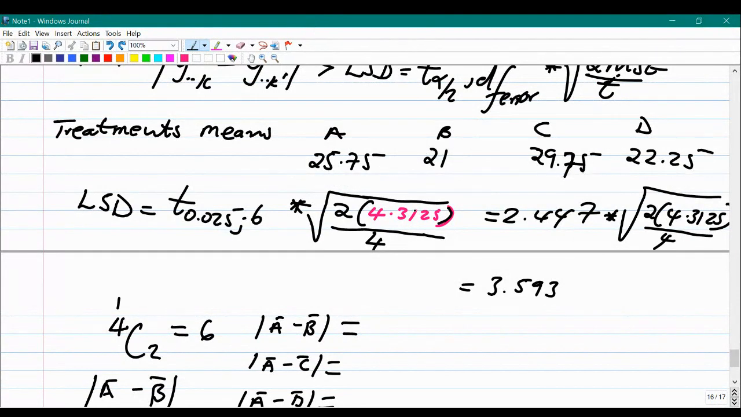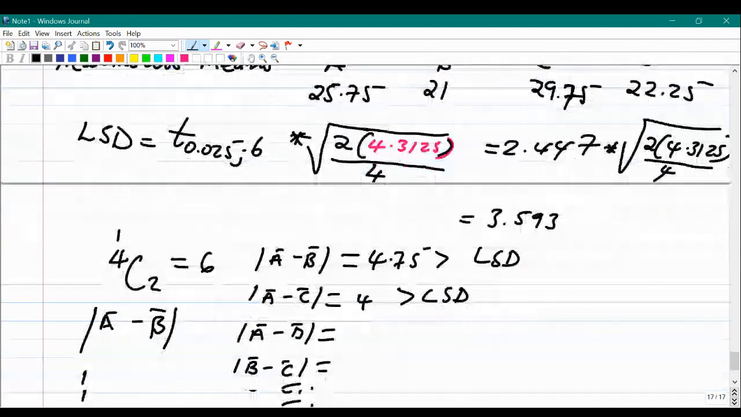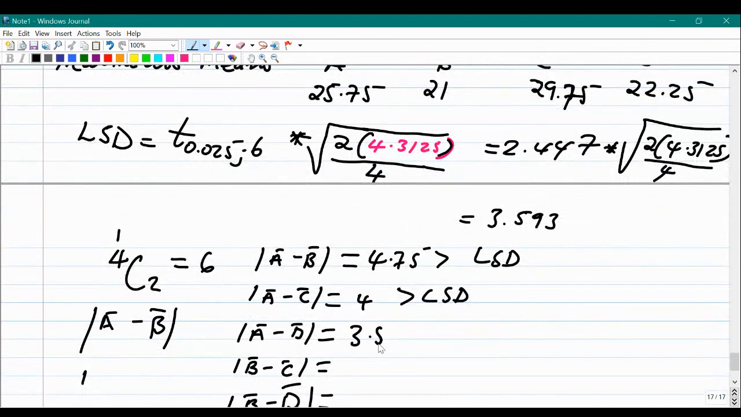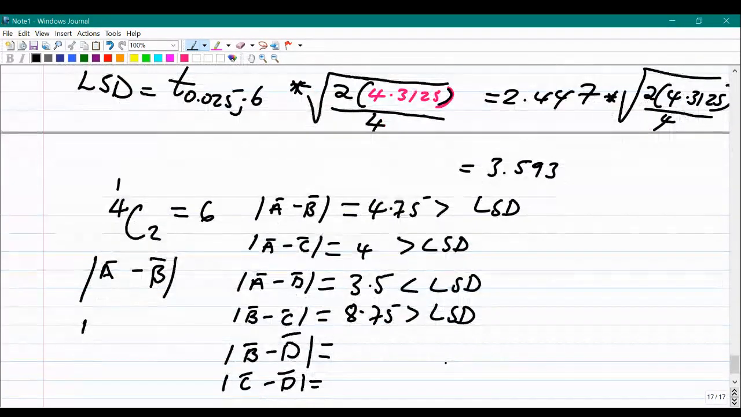4.75. Thank you. I think the first one is 4.75, which is greater than the LSD. The second one, 4, is greater than the LSD. Third one 3.5, 3.5, less than the LSD. 8.75. 1.25. The last one, 7.5.